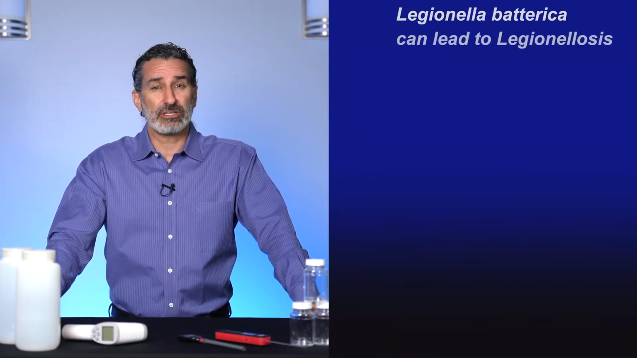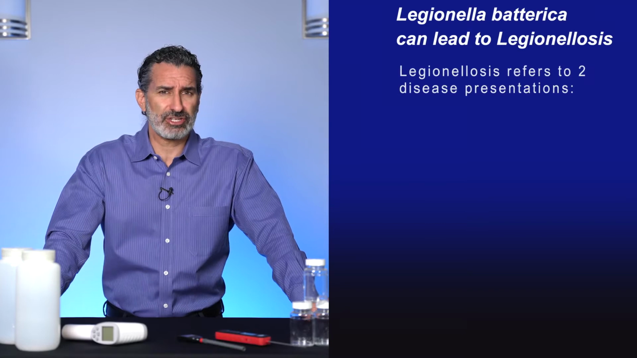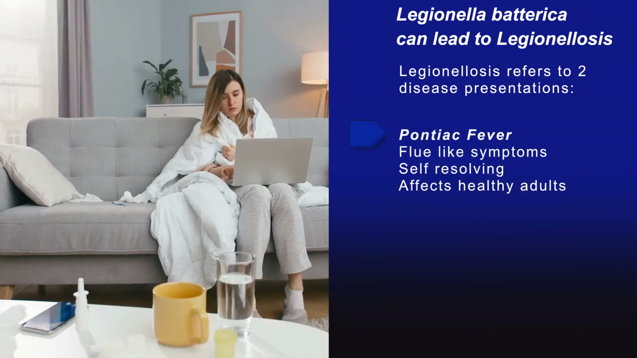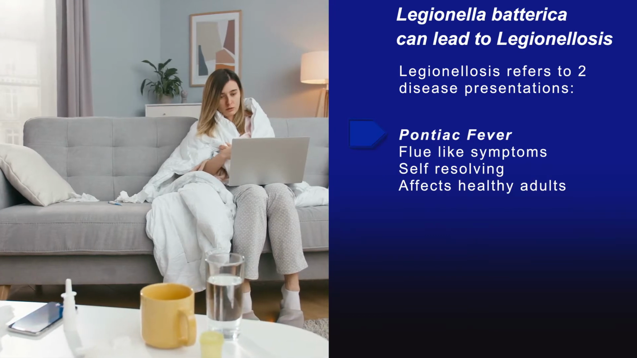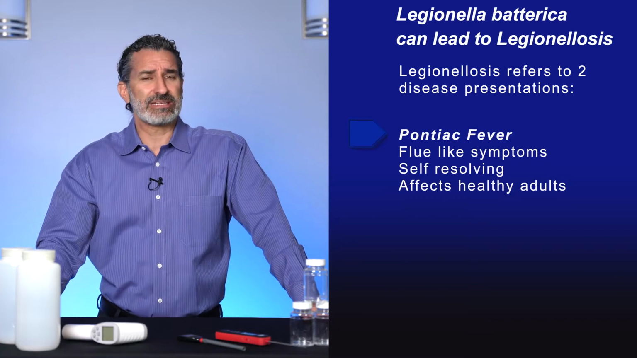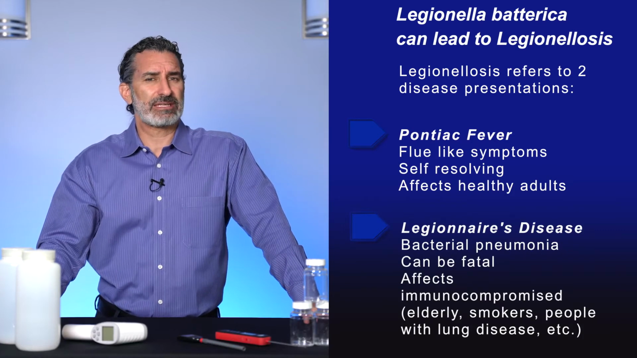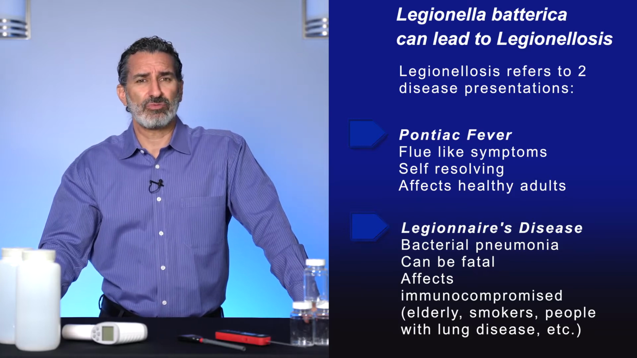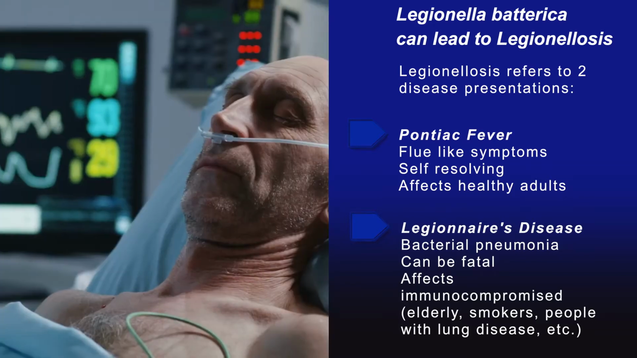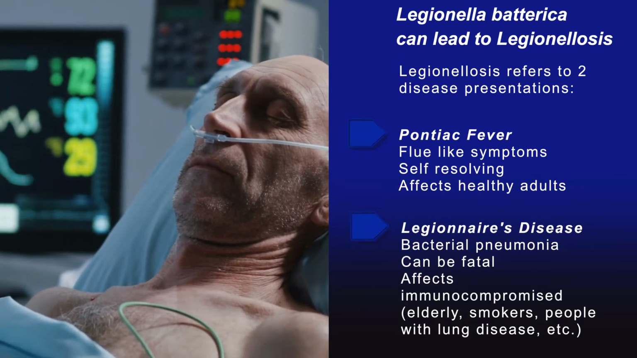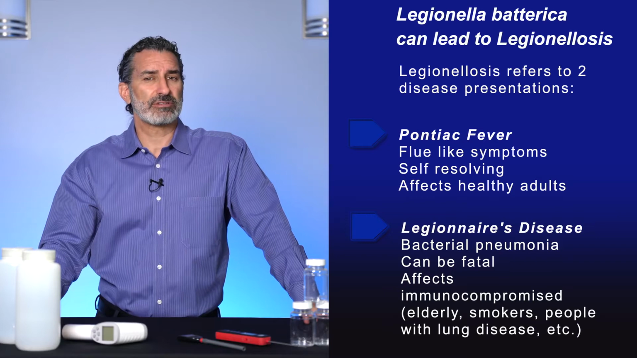Legionellosis refers to two disease presentations. One is less severe, Pontiac fever, which causes flu-like symptoms, generally is self-resolving, and usually affects healthy adults. The second is Legionnaires' disease, which is a bacterial pneumonia that can be fatal. In fact, the death rate is 1 in 10. It affects immunocompromised individuals generally, such as the elderly, smokers, people with lung disease, diabetes, etc.